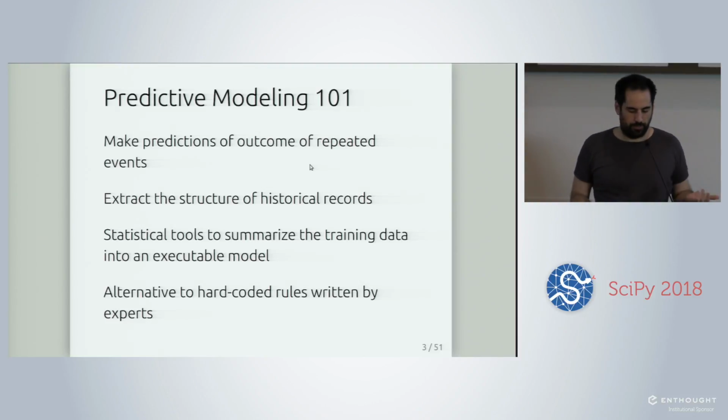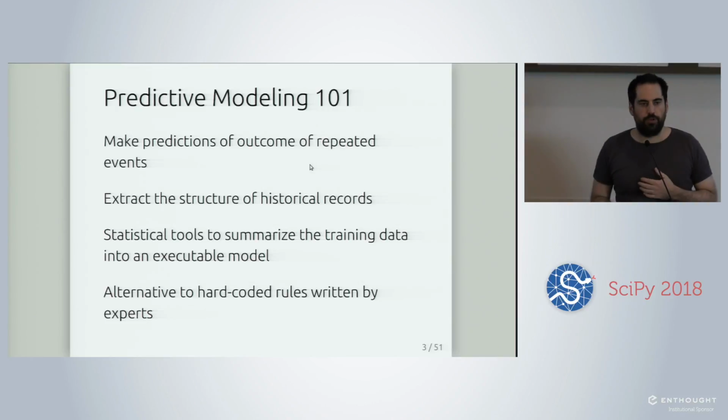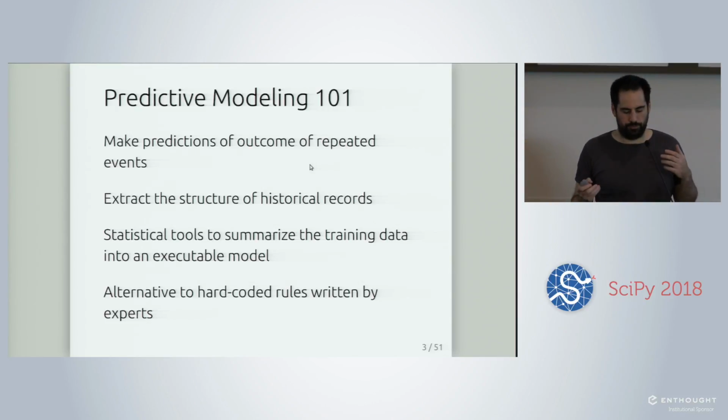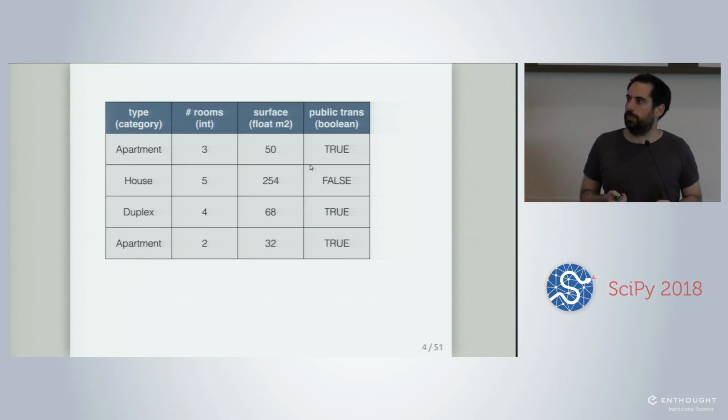So predictive modeling, or machine learning, is the ability to make predictions of the outcome of repeated events. We have to use past observations, a historical record of what we are interested in. And we have to make the assumption that the behavior we are trying to model is repeated in time. It has some structure that is predictable, basically. We cannot do machine learning on random observations.